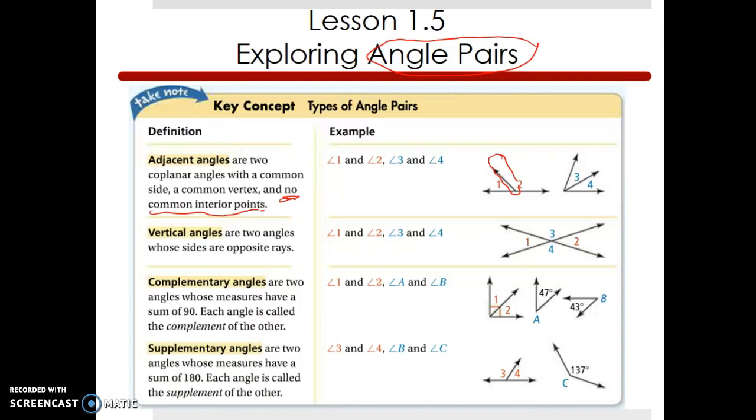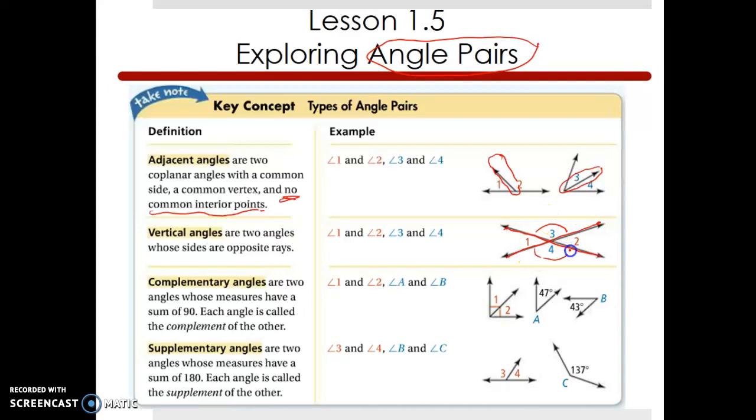Same thing with angle 3 and 4. If you see angle 3 and 4, the only thing they have in common is the side and the vertex. The next one is vertical angles. Vertical angles are two angles whose sides are opposite rays. That basically means that when you have two straight lines crossing each other, vertical angles are the angles that are opposite.